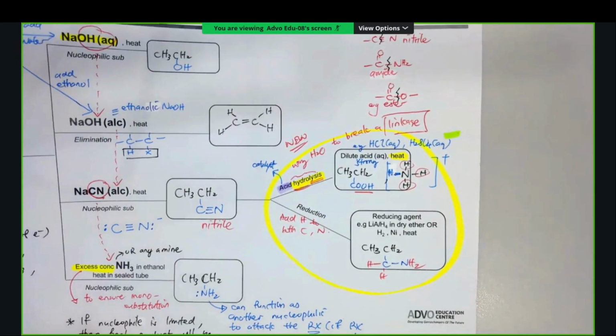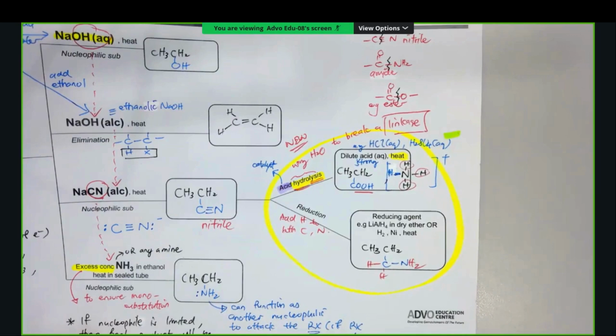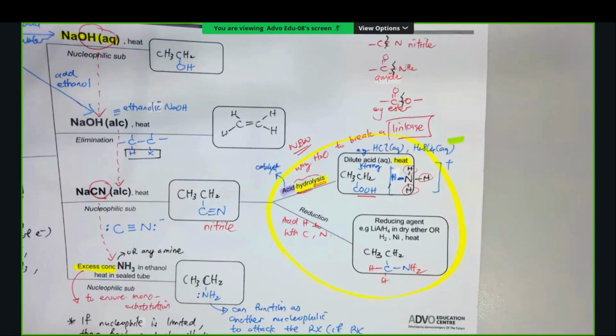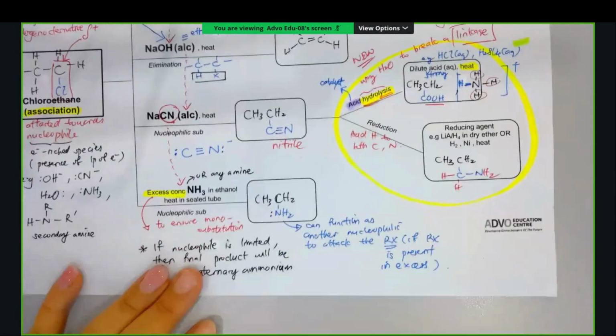Which amide? This is amide. Amide looks almost like ester, just that in ester you have an O here, and this is NH2, things like that. We will look at it later on. Okay, now I'll move on to this one first.